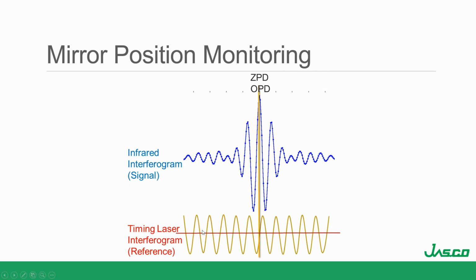The timing laser is a HeNe laser that has a really well-defined wavelength so that you know exactly where these crossovers are. And each data point is taken at a crossover of this timing laser. So it's really important to have a good laser here, because if you don't, then this can cause a shift in frequency.